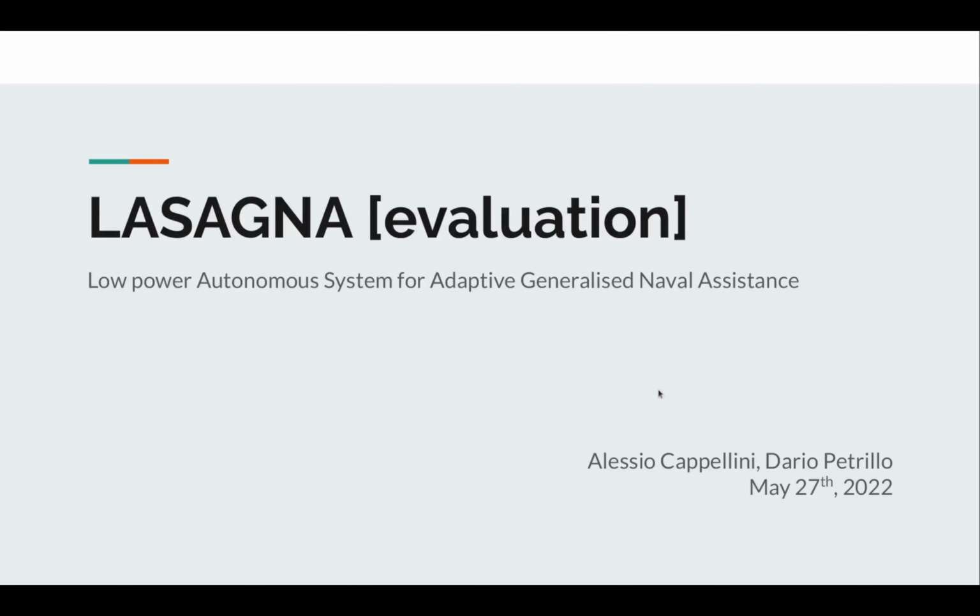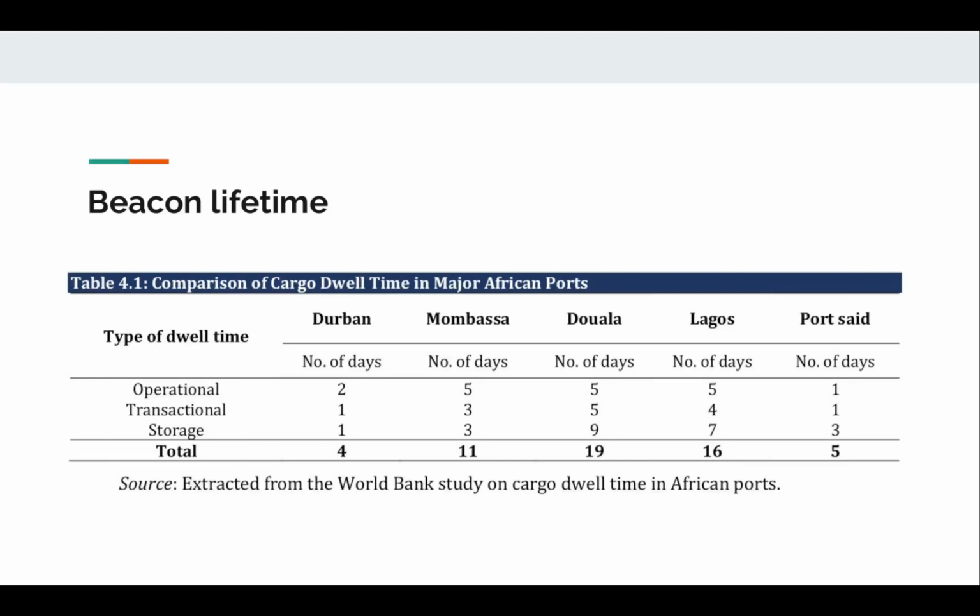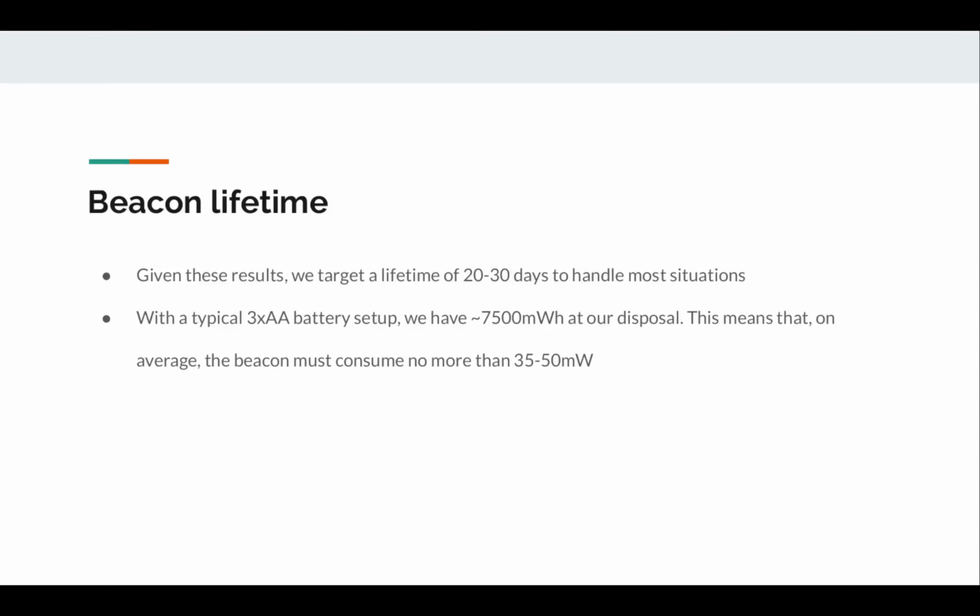So let's talk about the evaluation of our project. These are the graphs from the previous presentation where we extrapolated a candidate for the required lifetime. In this case, these are some dwell times measured in Europe, and these are some of the measured dwell times in Africa. Given these results, which are linked on the GitHub repository, our target is 20 to 30 days. This means that our beacon would be able to sustain the transit in basically any port worldwide, which is a good target. And so that's our goal.